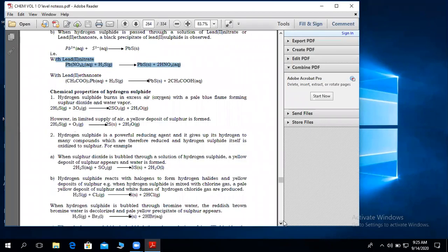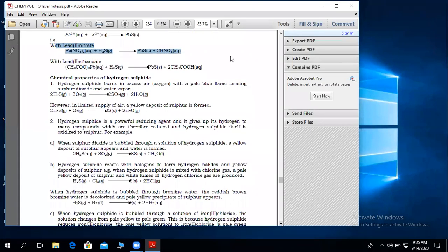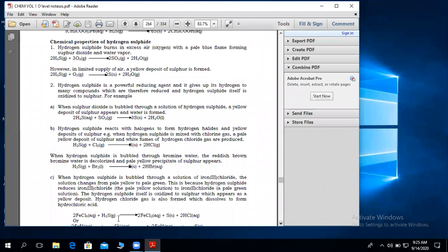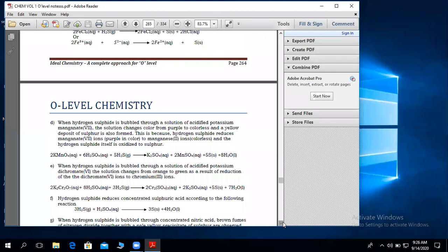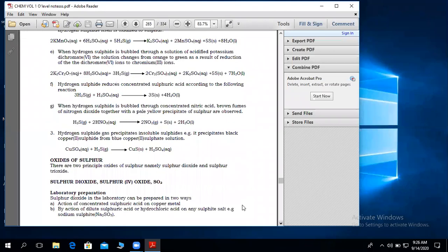Now that is enough. Don't bother so much about these equations. We rarely ask them, but you can just look at them. Like I told you, I'll be explaining what is just very, very important.